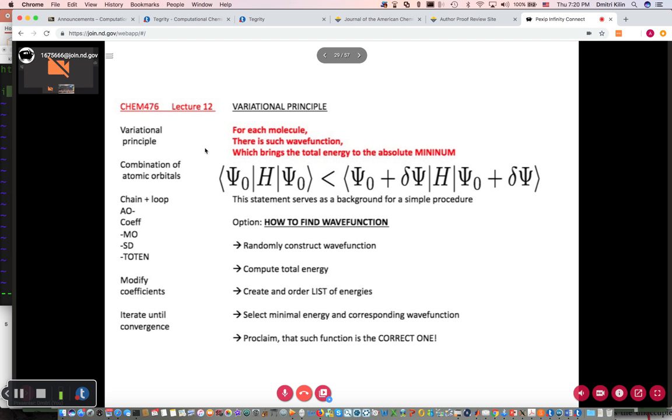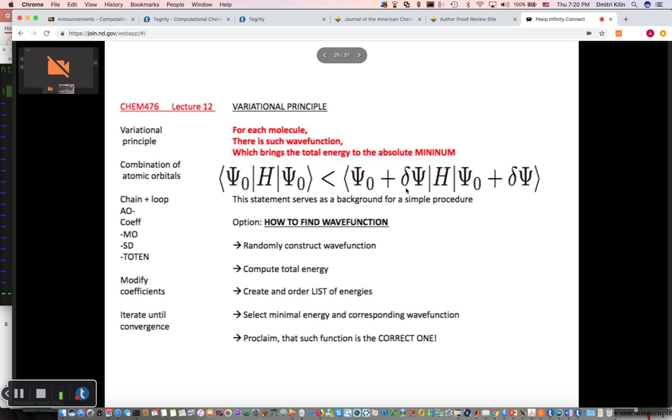And typically in the literature, here is the more standard way to write down this variational principle. The expectation value of the Hamiltonian with bra and ket taken as the ground state wave function is smaller than the expectation value of the Hamiltonian with bra and ket as the ground state wave function plus some additional contribution. These additional contributions are also functions distributed in the whole area of definition.